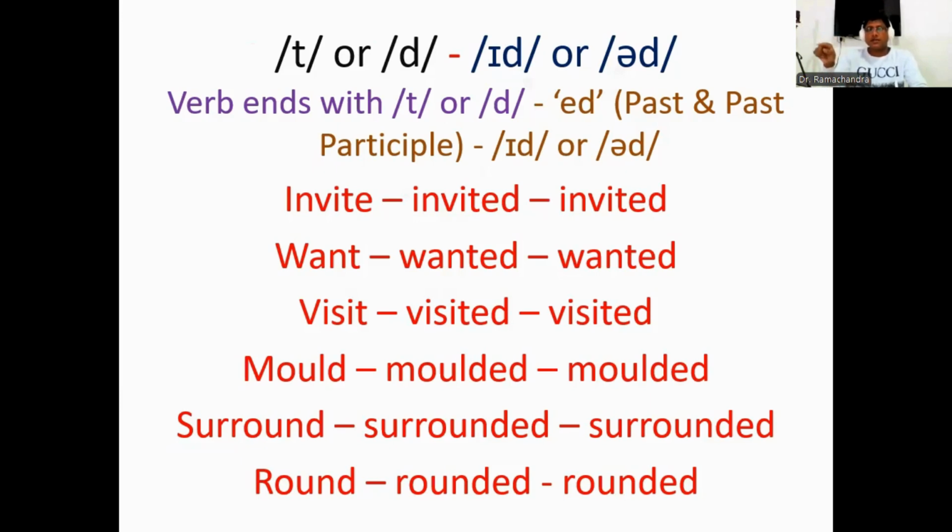Invite, invited. Not tid, not tud, but ted. Want, wanted. Visit, visited. Mold, molded. Id, molded. Surround, surrounded. Round, rounded. When an action verb ends with a t or d, the ed in past tense and past participle becomes id or ud, but not ed.